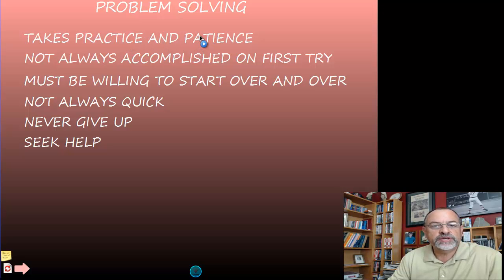They want to look at the equation, they want to look at the problem, and they want to be able to just see the answer right now, and if they don't, they really don't want to spend the time thinking about it. But I want you to realize this is an upper level course, it's pre-calculus, and solving problems doesn't always come quickly. You have to be willing and have to understand that it takes practice and it takes patience, and you have to understand that you're not always going to get it right on the first try.